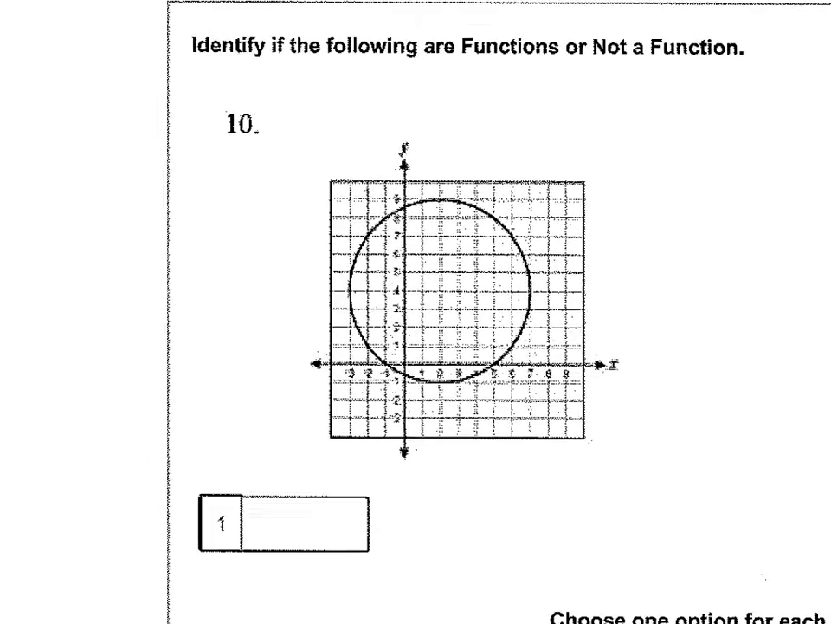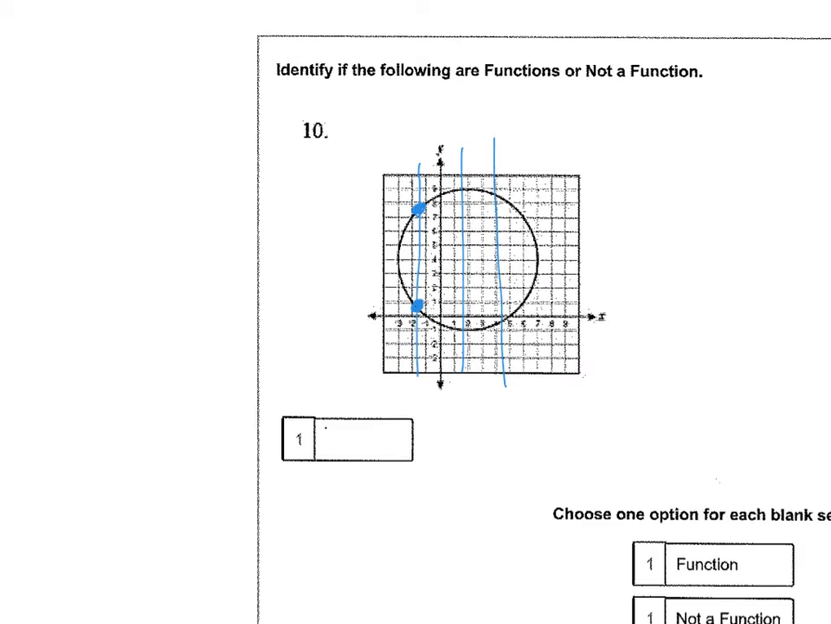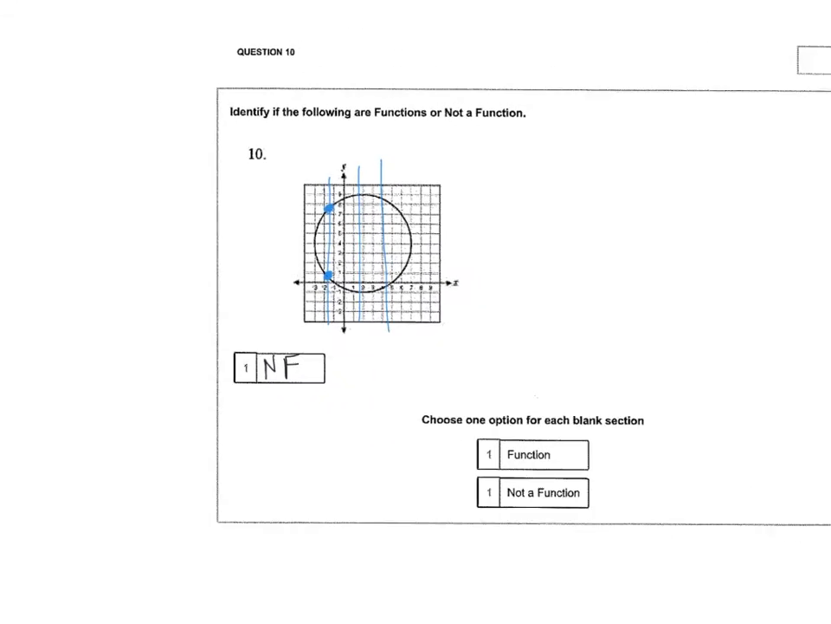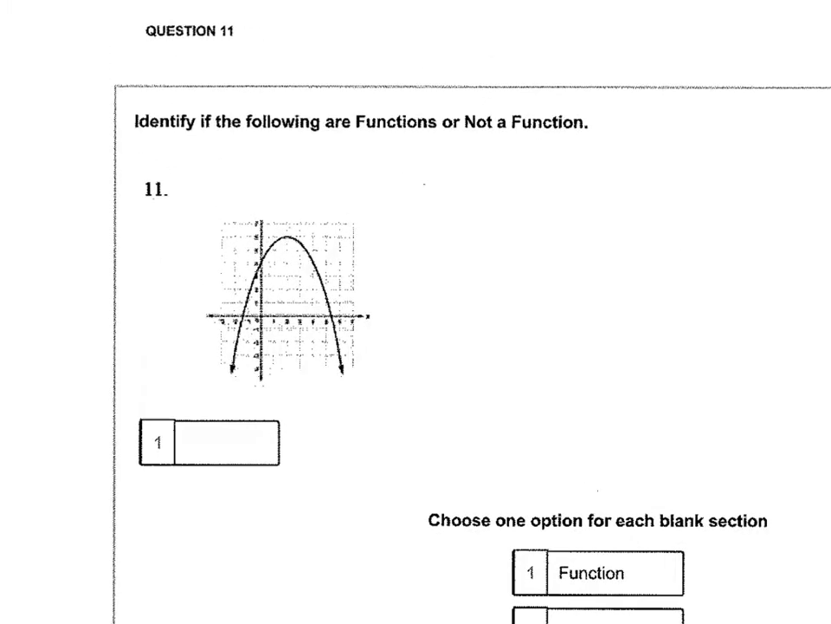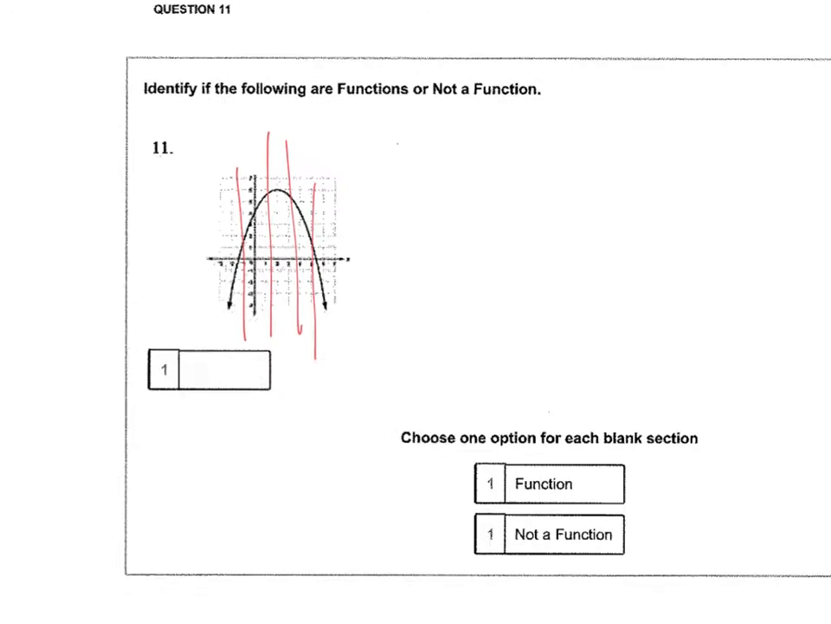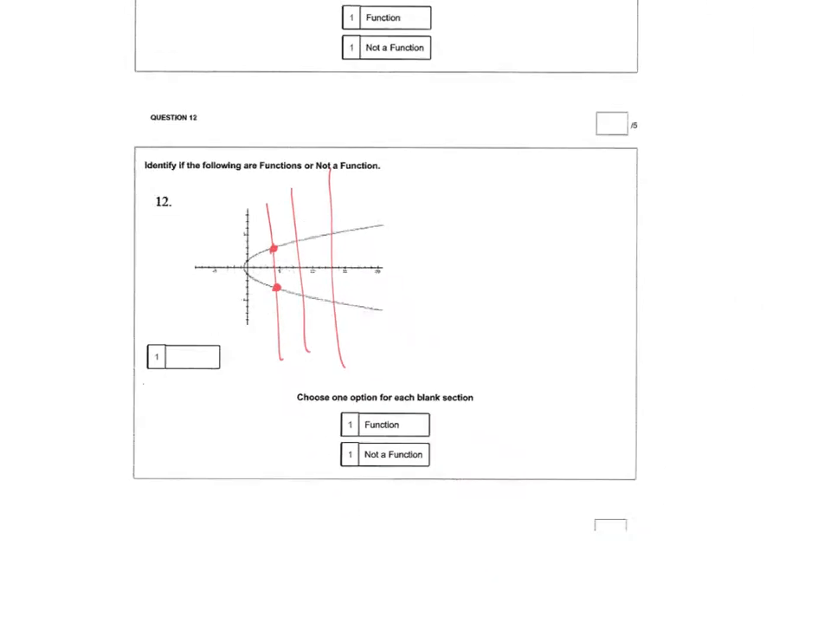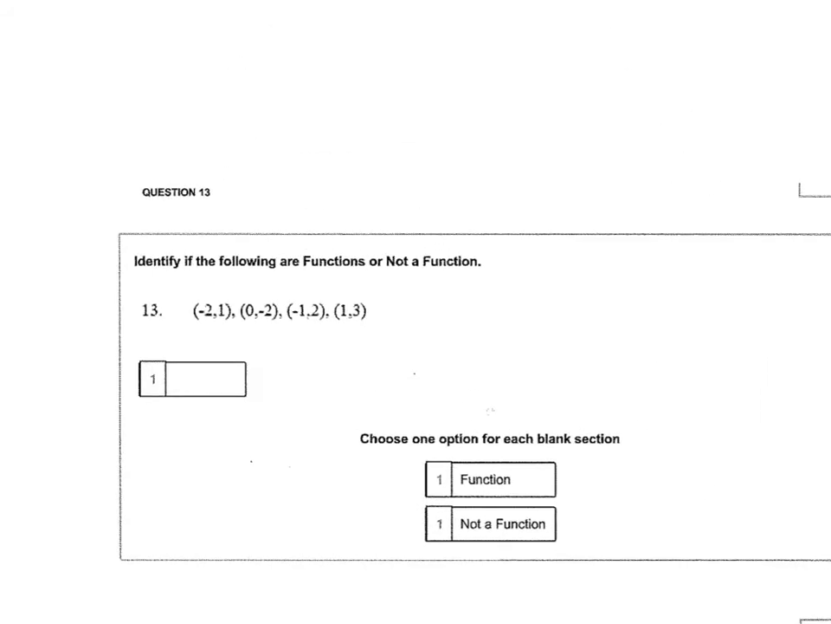Okay, the next one, they gave me a circle on a graph. I'm going to draw a few lines just so we can see. And even just looking at the first one, the picture crossed my line here and it crossed it here. So it crossed it in 2 places. So that means it's not a function. Same thing on these, vertical line test. I'm going to use a different color. On number 12, vertical line test, look and see how many times it crosses my line.